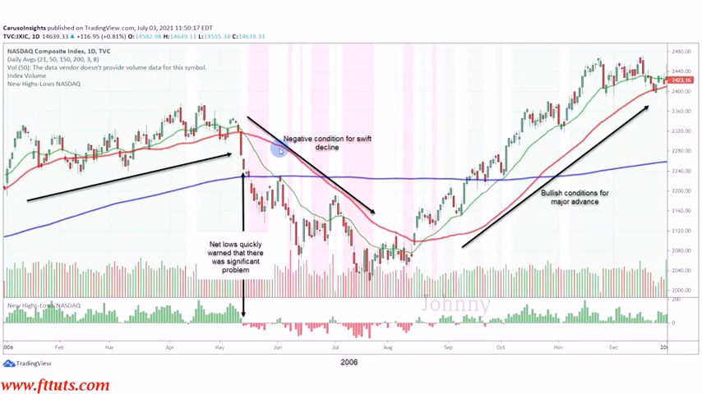Here we're looking back at 2006, and we can see for the majority of the uptrend, we were under bullish conditions, and just as the market started to break down, we entered into negative conditions signified by the net new lows on the bottom of the screen. As soon as the market correction started to end, we can see rather quickly we entered back into a condition of net new highs, and this had you positioned rather bullishly for the majority of the advance.